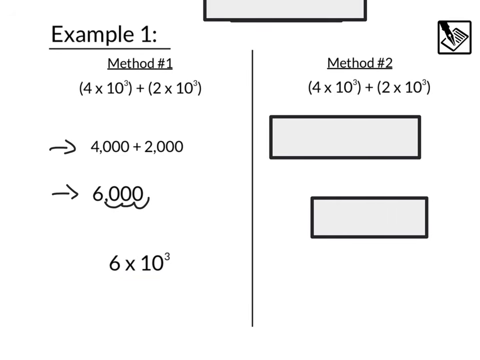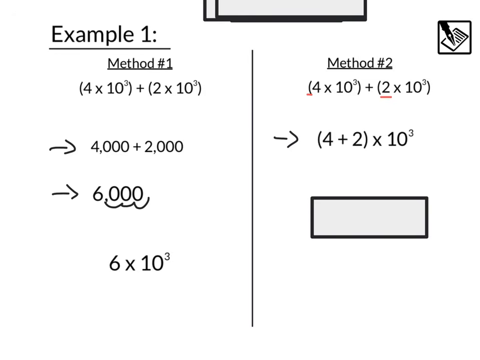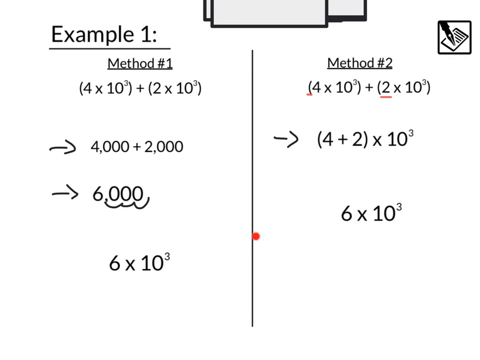And finally, to rewrite that in scientific notation, 1, 2, 3 spaces back, we would end up getting 6 times 10 to the 3rd. Our second method involves grouping that 4 and that 2 together. Notice we already have 10 to the power of 3, which means we can go directly to group that 4 and that 2 together. Here we have 4 plus 2 times 10 to the 3, and then 4 plus 2 is going to be 6, giving us the same answer we got before, 6 times 10 to the 3rd. Notice we could only go directly to grouping because these had the same power, in this case, which was 3.